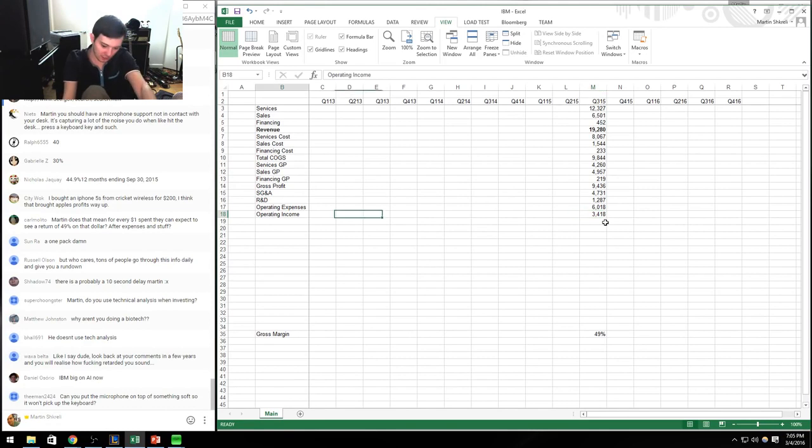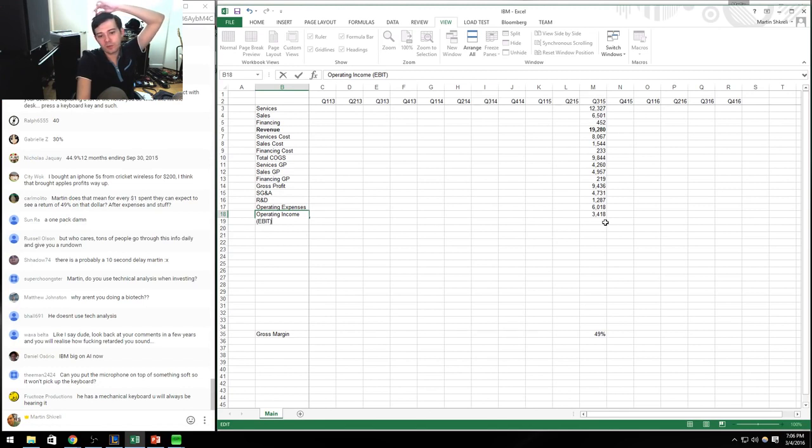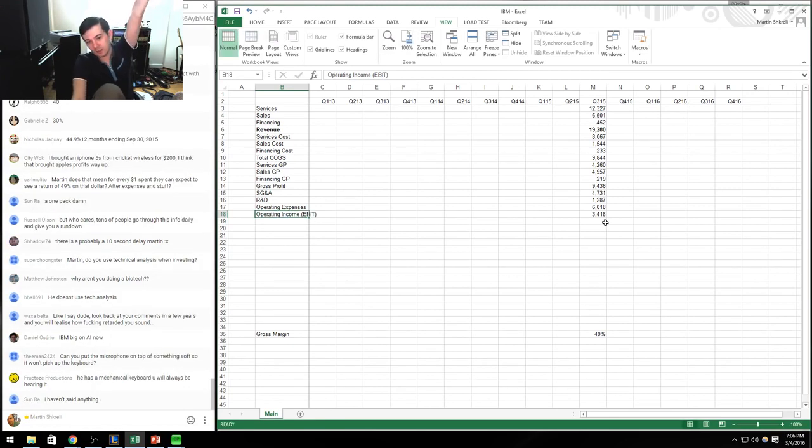Sometimes we call this EBITDA. That's how you pronounce it, EBITDA. It's earnings before interest, taxes, depreciation, and amortization. And sometimes it's just EBIT, earnings before interest and taxes. So that's sort of one way to think of operating income.